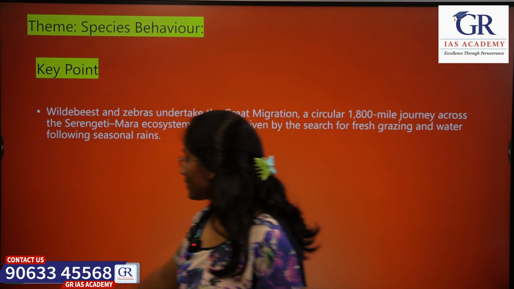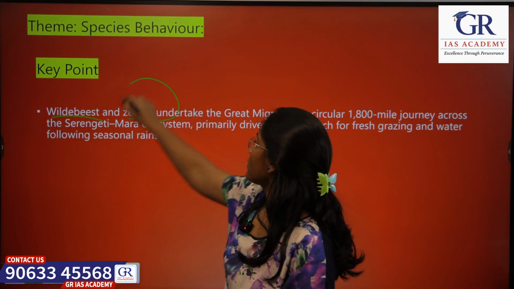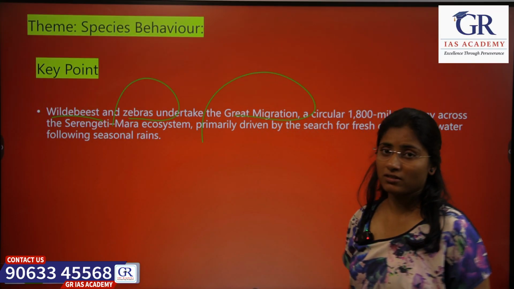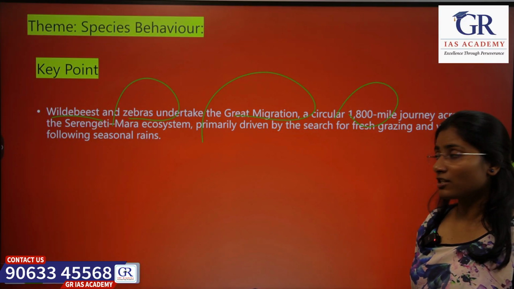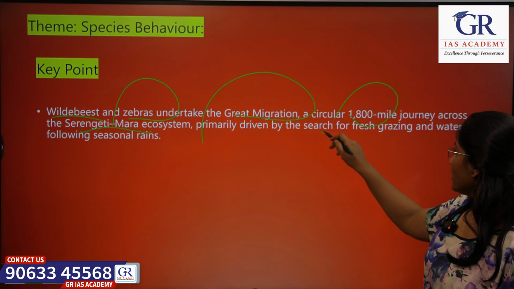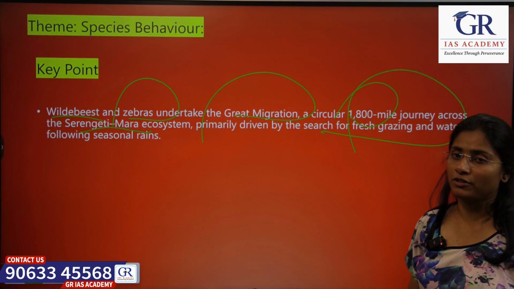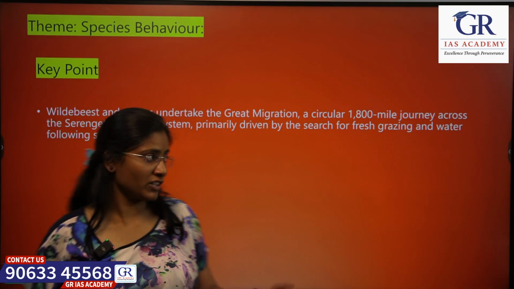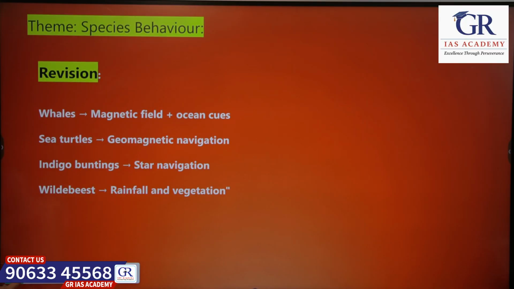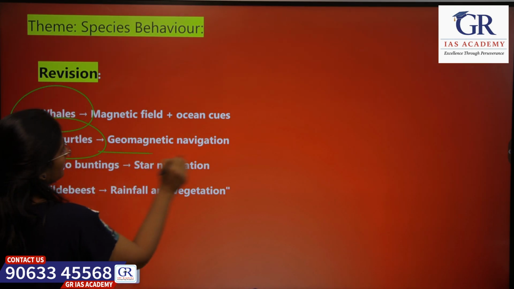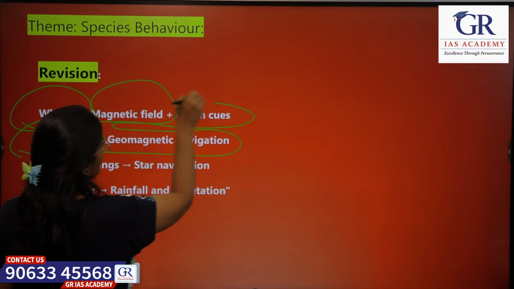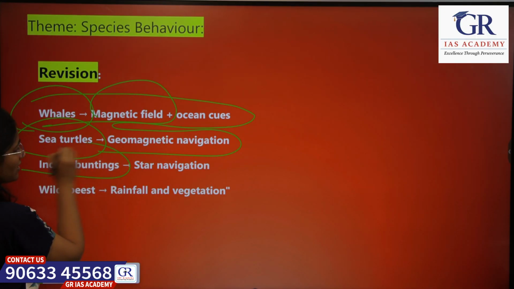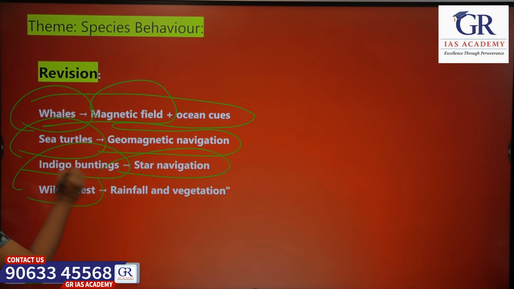So what do we have to remember here for the exam? Wildebeest and zebras participate in the great migration, which is around an 800-mile journey that occurs between the Serengeti and Mara. And what do they go for? For seasonal food, using rainfall patterns as a navigation cue. So this is our revision. Whales and sea turtles use Earth's magnetic field, and whales also use ocean cues, and indigo buntings use celestial navigation, and wildebeest use rainfall and vegetation for their migration.